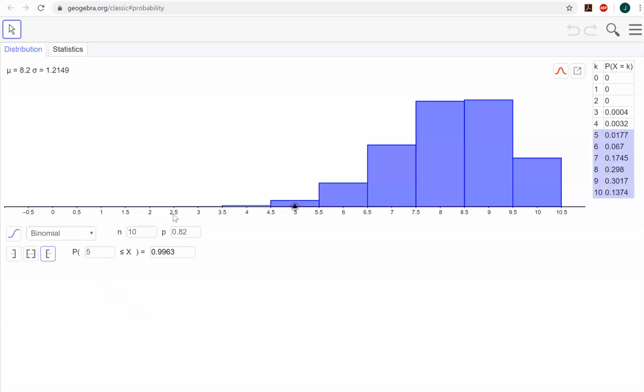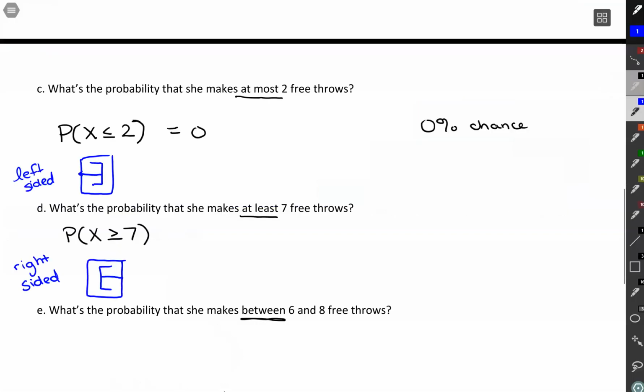Again, it's a good habit to have for when we get to the normal model, but typing in that we want this to begin at 7, hit enter, and that'll give us our probability on the right-hand side there. So this probability is a 0.9117. So with this, it's the equivalent of a 91.17% chance she makes at least 7 free throws.